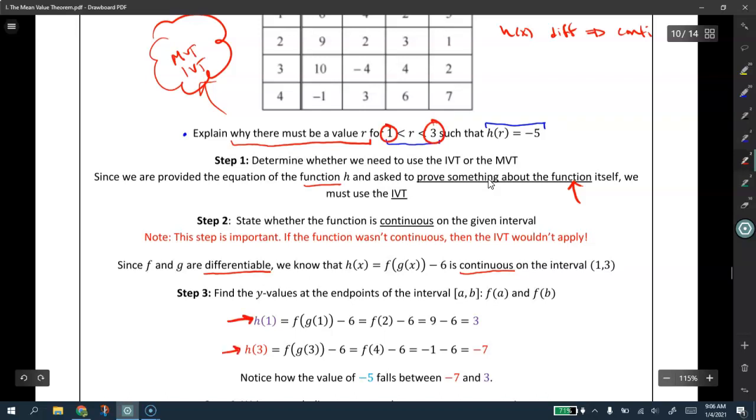So when we find the h of 1, we discover that the h of 1 is equal to 3, and we discover that the h of 3 is equal to -7, right? So the number that they were interested in specifically was the number -5. Now notice -5 is between -7 and 3. It's definitely, if there was a number line from -7 to 3, -5 would fall within the number line. And so what do we do at that stage to finish up our logic, right?